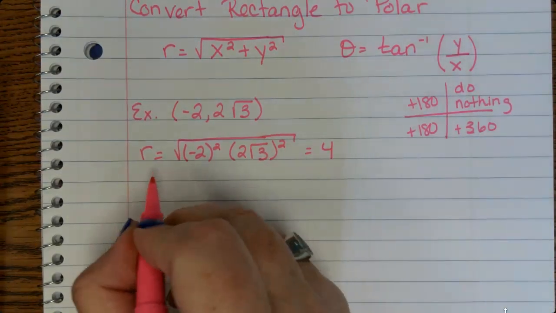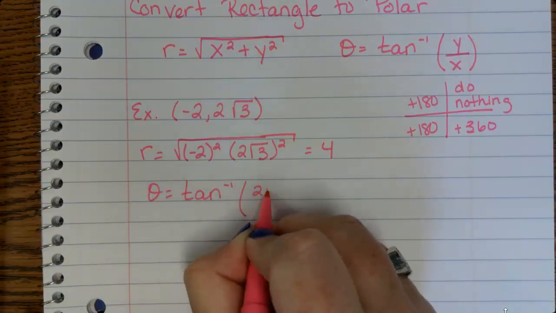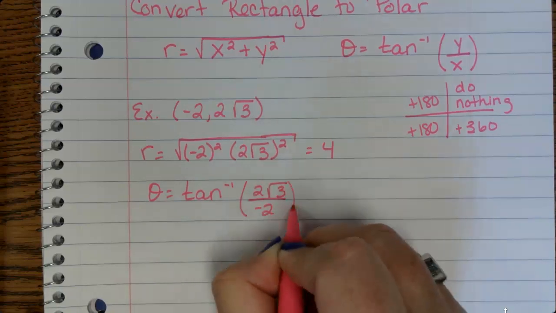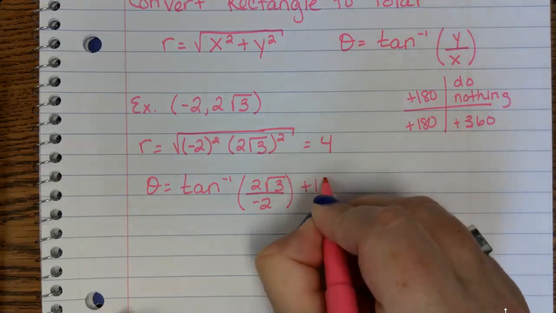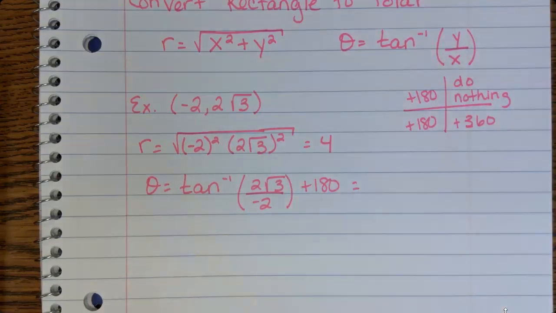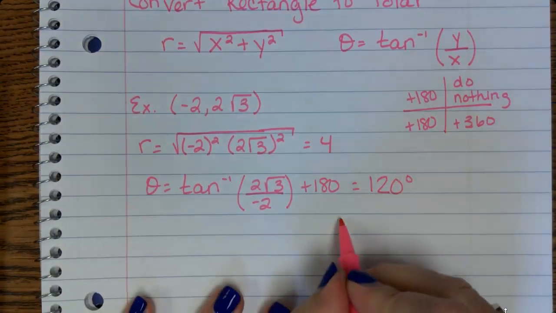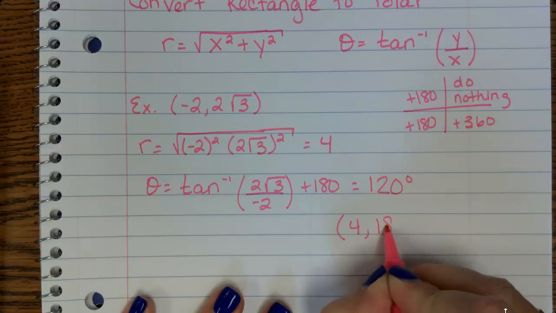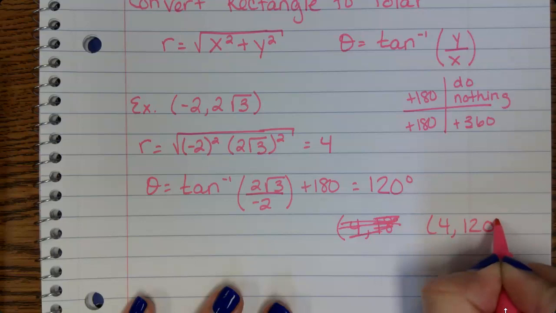So now we've got to find our angle. Inverse tangent of y over x. Now, what quadrant is this in? Yes, it is in quadrant 2. So inverse tangent of 2 square root of 3 divided by negative 2, plus 180, and we get 120 degrees. So my final answer is 4 and 120 degrees.